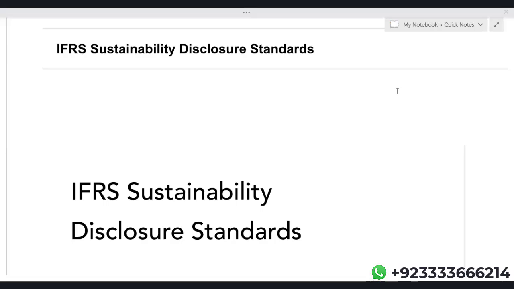This area is so crucial and so important that they had to make standards. Just imagine what investors want to see in your financial statements regarding what your company is doing for the protection of the environment. The area is so important that the ISSB people had to come up with standards, and they have made two standards, S1 and S2.